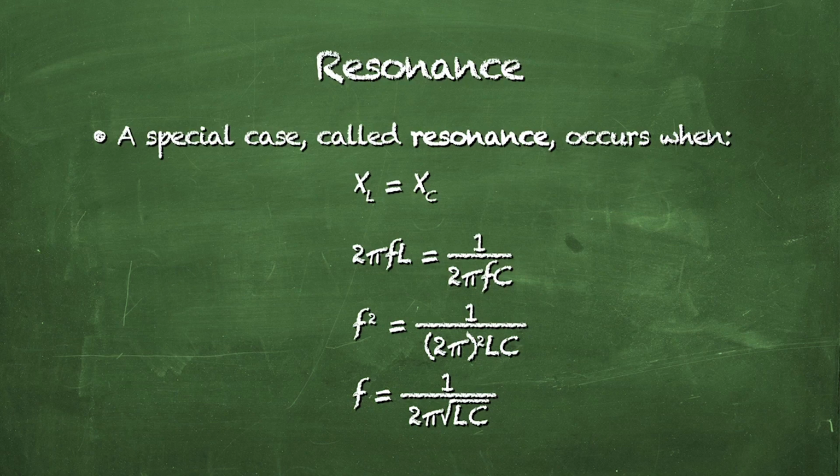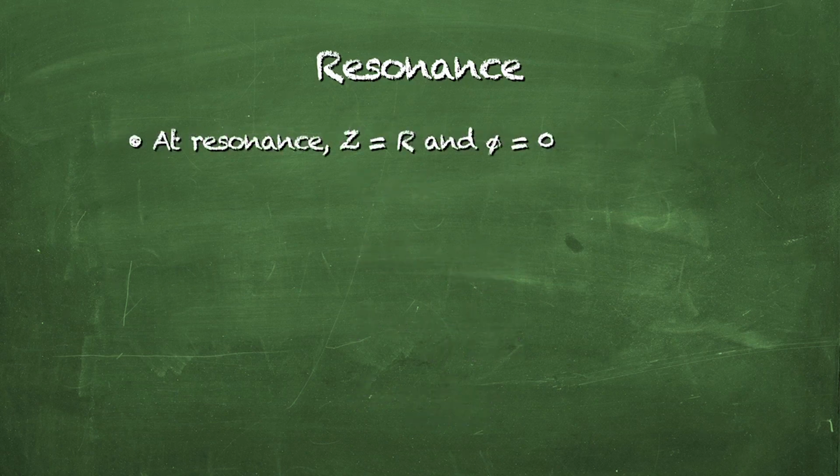Now, when the inductive reactance and the capacitive reactance are the same, the capacitor and the inductor cancel each other's effects out. So at resonance, the impedance of a circuit is equal to just the resistance, and the phase angle is equal to 0, because the phase angle is the inverse tangent of XL minus XC, divided by R. So when XL and XC are the same, we have the inverse tangent of 0, which is 0.